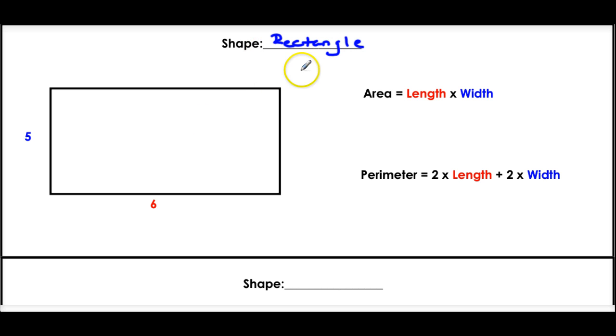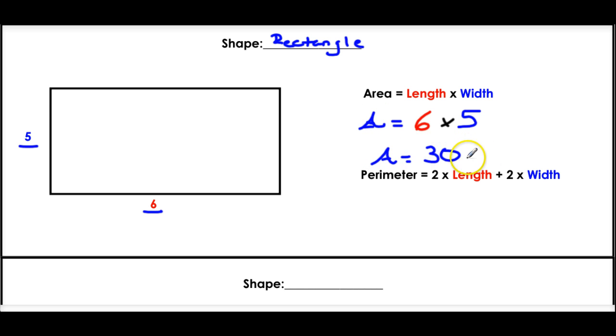To find the area of a rectangle, all you have to do is multiply the length times the width. So instead of writing area, I'm just going to write an A. To find the area, all I have to do is the length, which is 6. Remember, length is always the longer one, and multiply that by the width, which in this case is 5. 6 times 5. When I do 6 times 5, I get the area is equal to 30.